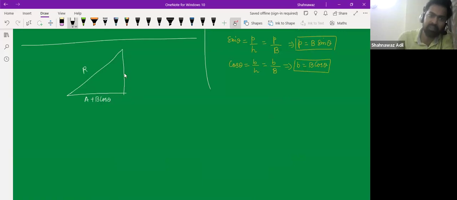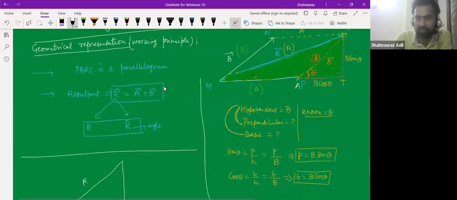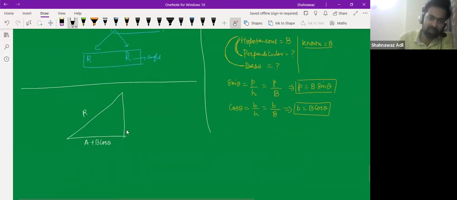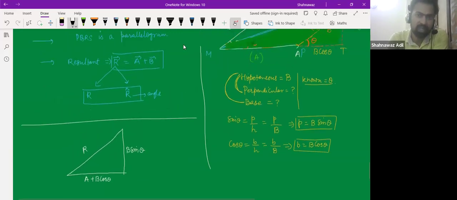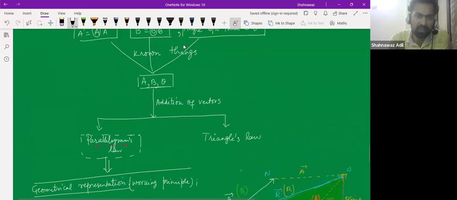And what is this thing? OT? OT is B sine theta, right? So this is your OT, which is B sine theta. So this is the triangle. And can you tell me what A, B and theta are from the starting point?